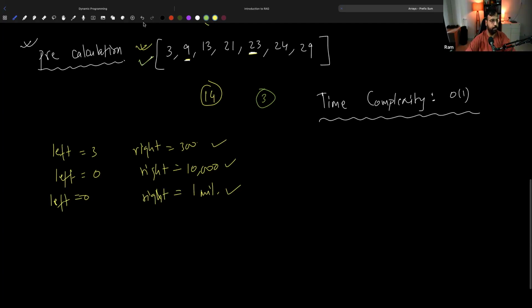If you do it using a loop. But if you use this approach, then if the left is at 3 and right is at 300, you are going to do only one operation. Left is at 0 and right is at 10,000, then also only one operation. If left is 0 and right is 1 million, then also one operation. If instead of 1 million, you have 10 million or 1 billion or 100 billion or 1 trillion, however much the length is, only one operation: left minus right.